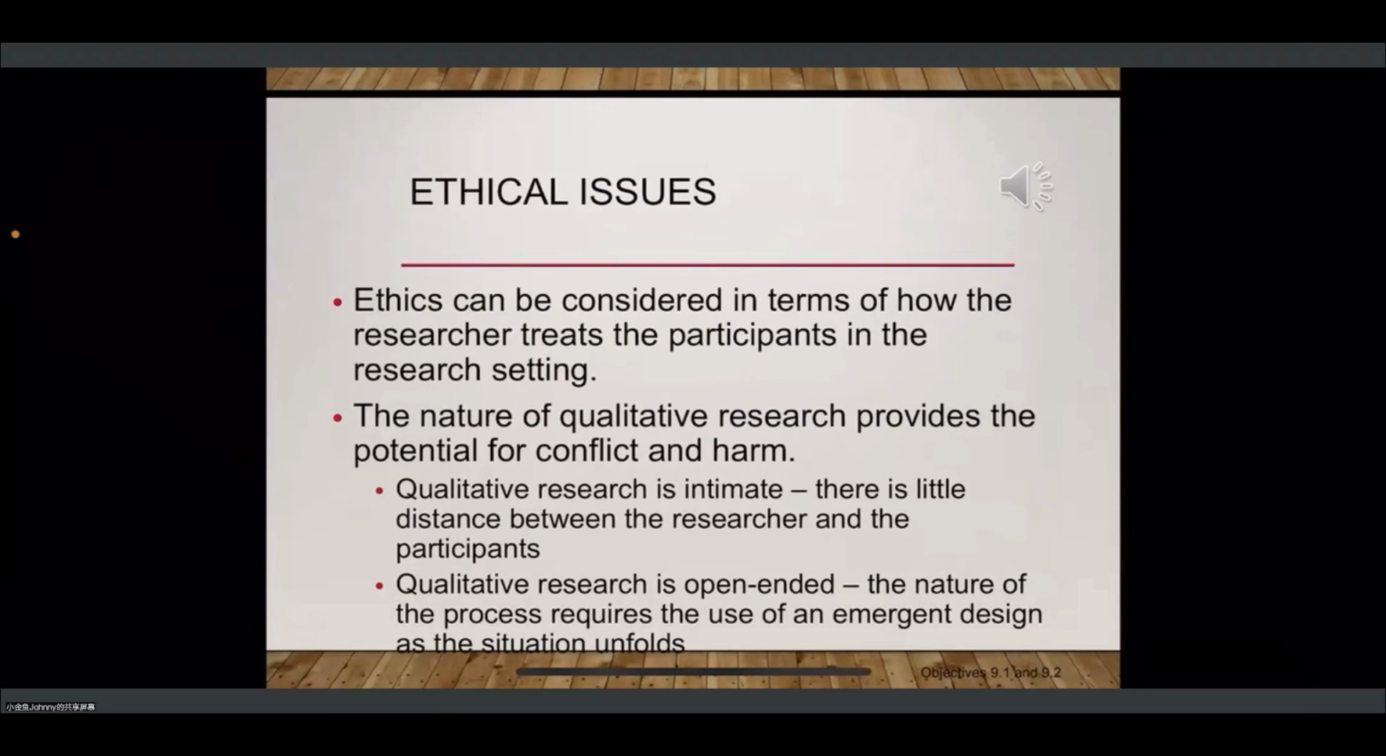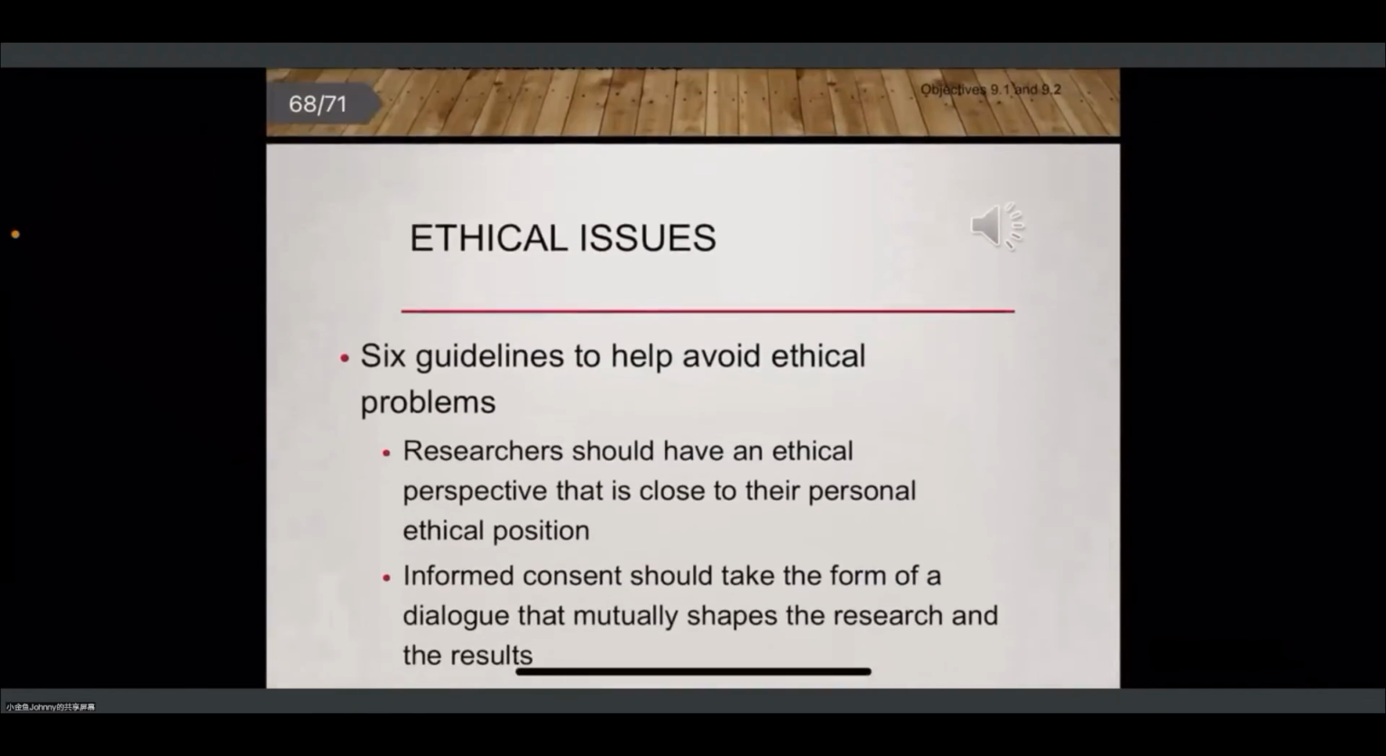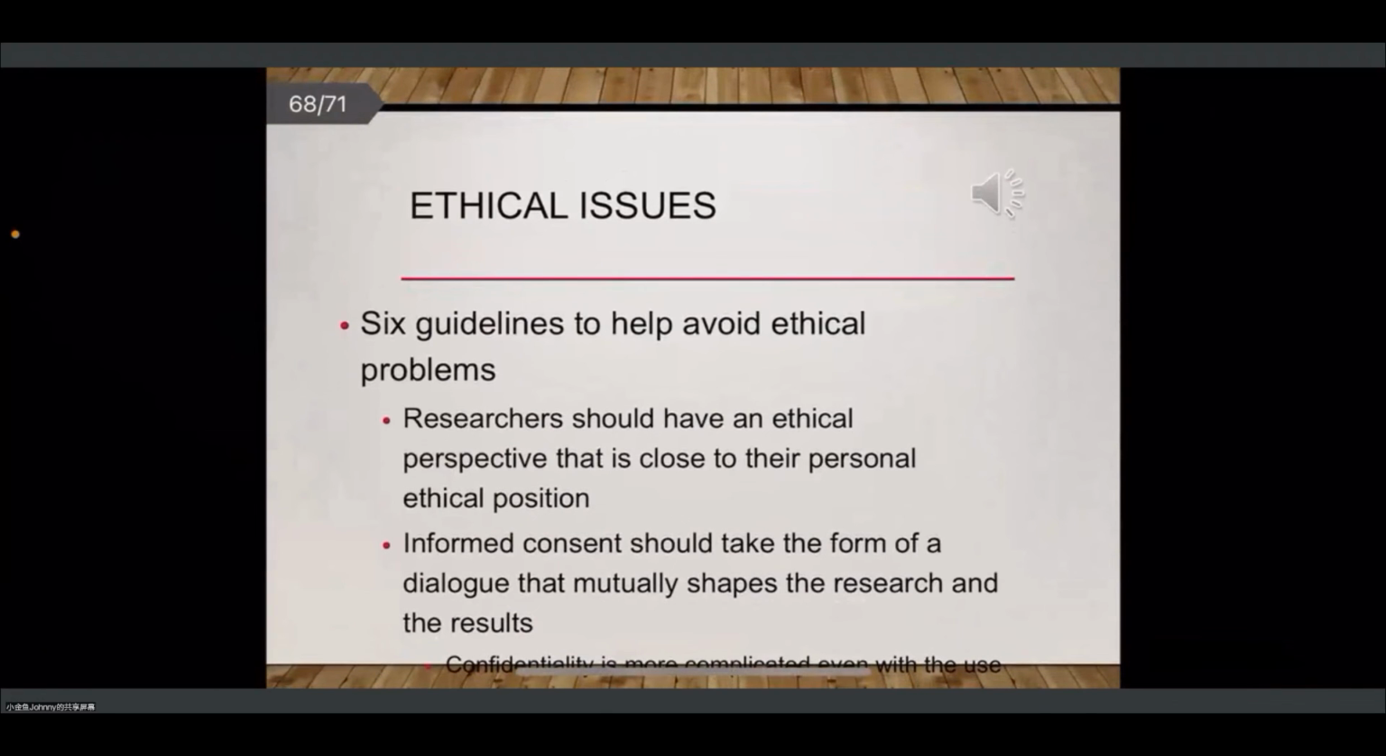When we interview the participants face-to-face, there's little distance between the researcher and the participants. Qualitative research is open-ended. The nature of the process requires the use of emergent design as the situation unfolds. Some situations we did not forecast before the interview, so we needed to set up the emergent design. We will give 6 guidelines to help avoid ethical problems.